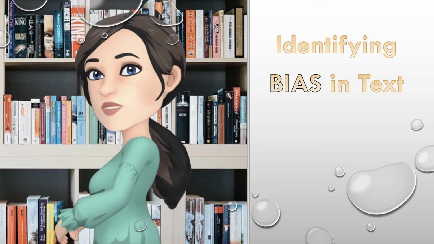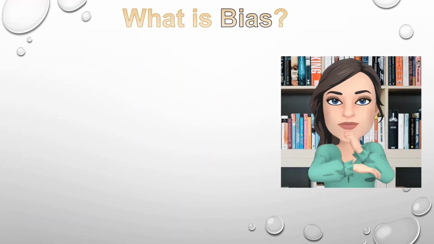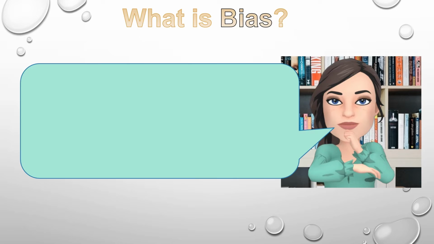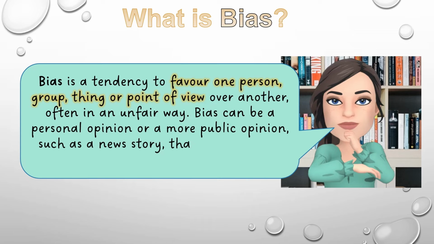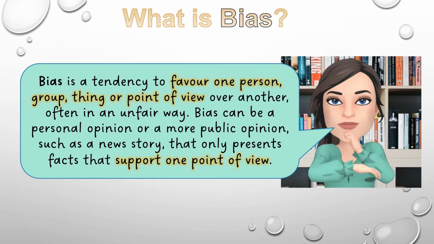Let's look at a specific type of opinion. Let's look at bias and identifying bias in text. So what is bias? Well, bias is a tendency to favour one person, group, thing or point of view over another, and it's often in an unfair way. It can be a personal opinion or a more public opinion, such as a news story, that only presents facts that support one point of view. Essentially, it's a one-sided opinion, an opinion that would benefit the writer in some way.